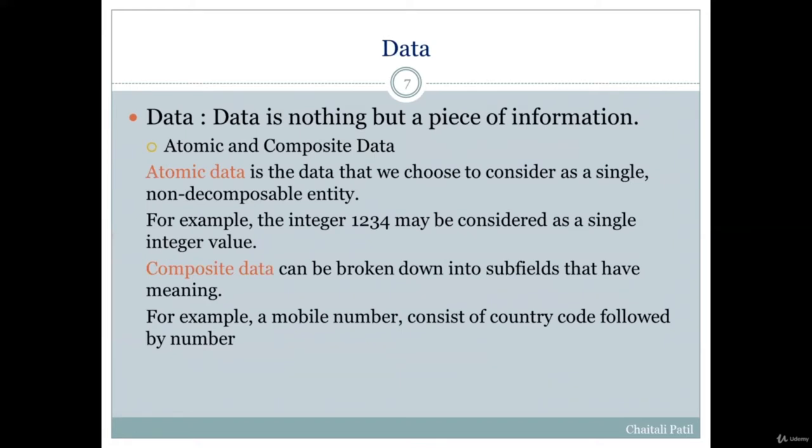Data. Data is nothing but a piece of information. It can be broadly categorized into atomic data and composite data. Atomic data is data that cannot be decomposed. For example, an integer number, which we cannot decompose into separate digits. Composite data can be broken down into a number of subfields, and each subfield may have some meaning. For example, a mobile number or a phone number. The first few digits in a phone number represent the area code. So, a phone number is composite data.